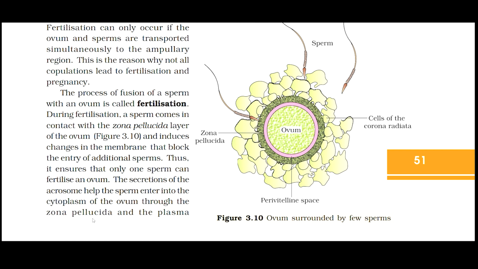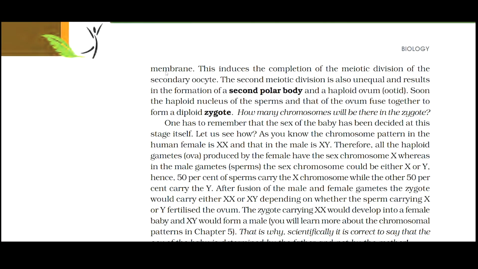The secretion of the acrosome helps the sperm enter into the cytoplasm of the ovum through the zona pellucida and the plasma membrane. This induces the completion of the meiotic division of the secondary oocyte. The second meiotic division is also unequal and results in the formation of a second polar body and a haploid ovum, which is the ootid. Soon the haploid nucleus of the sperm and that of the ovum fuse together to form a diploid zygote. How many chromosomes will be there in the zygote?